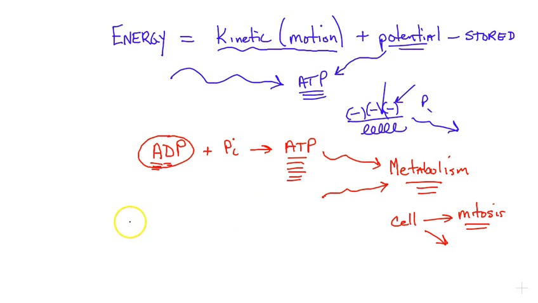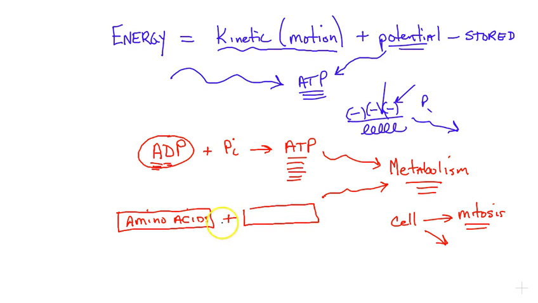As we've learned already, we take amino acids, and we put them together with other amino acids. And what we do, water comes off, and we make something called a polypeptide. So these amino acids come together to make a polypeptide. Now, a polypeptide is a what? Is a protein.